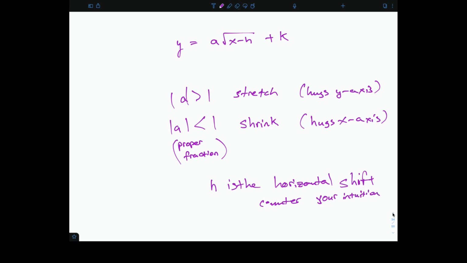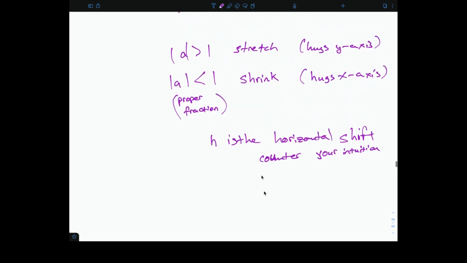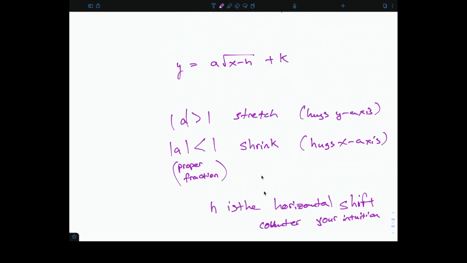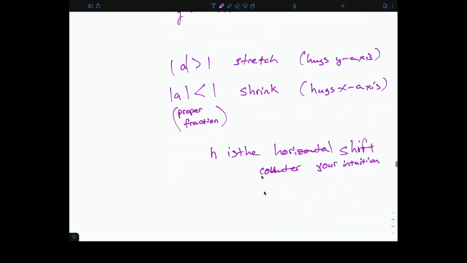And all I mean by that, counter your intuition, is that if it says minus h, then you're moving it to the left. If it says plus h, sorry, I said that wrong. Minus h means you're going to the right, plus h would mean you're going to the left. I guess it would make more sense if I said it with numbers. So x minus 3 would mean you're shifting to the right, and x plus 3 means you're moving to the left. So it's the opposite of your intuition.